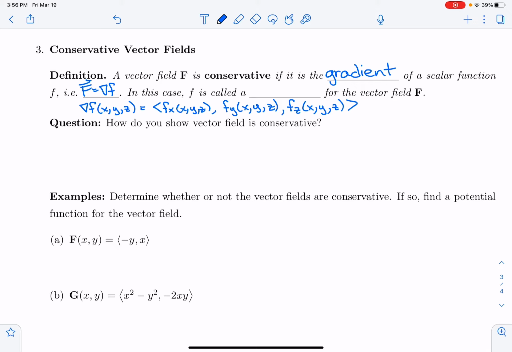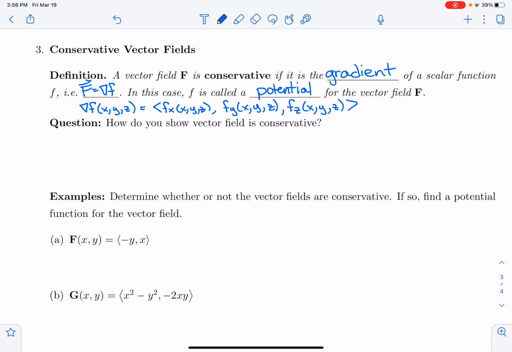In this case, though, this is a very special vector field because it is the gradient of another function. Now that function f we call a potential for the vector field capital F. Sometimes it's called a potential function.